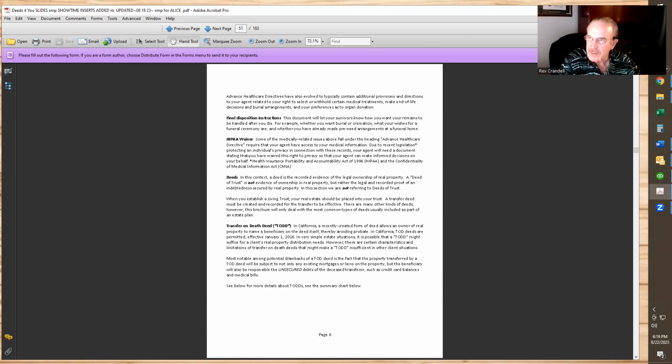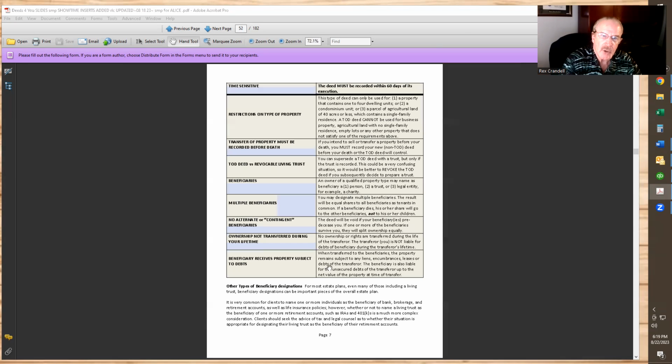This is a summary of some of the disadvantages. Some of the restrictions: I mentioned the kind of property, only residences. It must be recorded when you sign and notarize a transfer on death deed. The deed itself has to be recorded within 60 days of when it was notarized. No other estate planning document has that requirement.